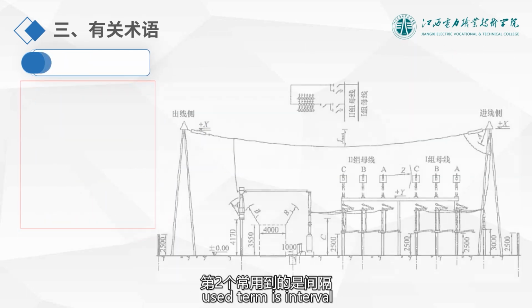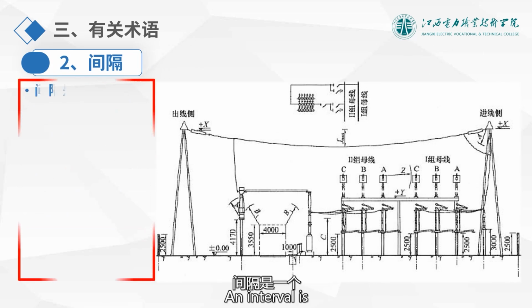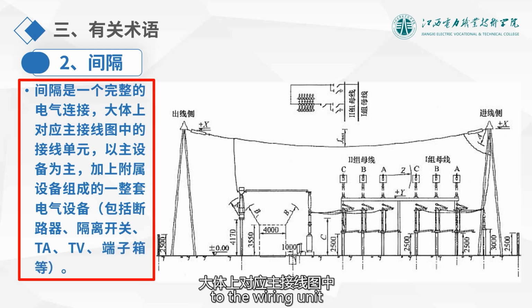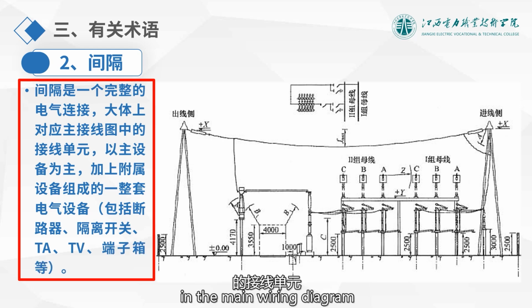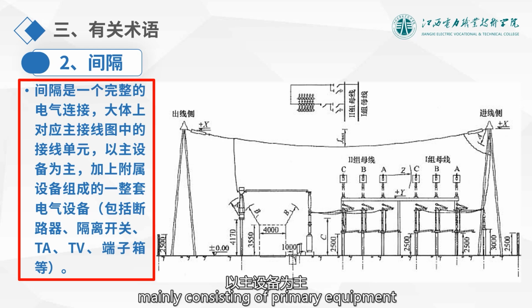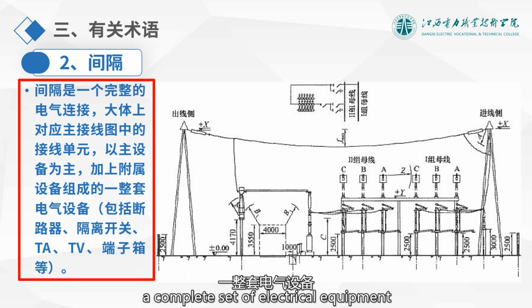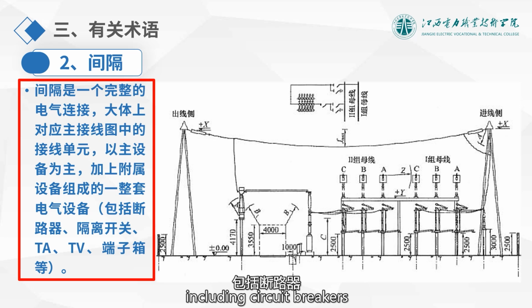The second commonly used term is interval. An interval is a complete electrical connection, roughly corresponding to the wiring unit in the main wiring diagram, mainly consisting of primary equipment and auxiliary equipment. A complete set of electrical equipment including circuit breakers, isolating switches, TA, TV, terminal boxes, etc. It is the smallest component in distribution equipment.